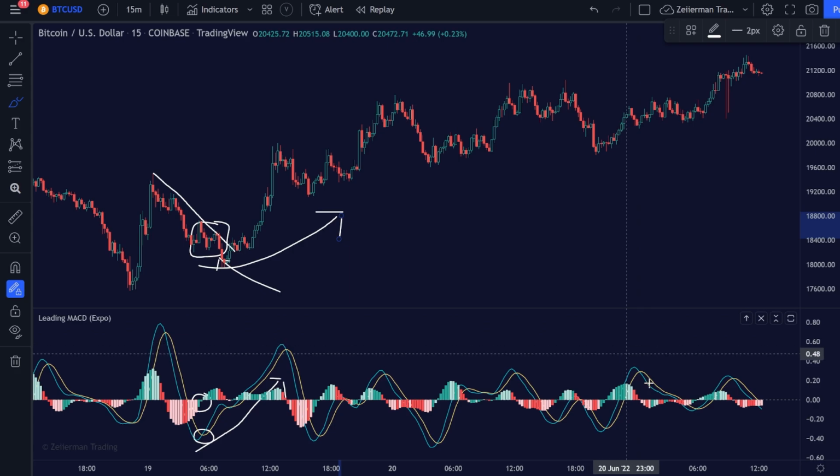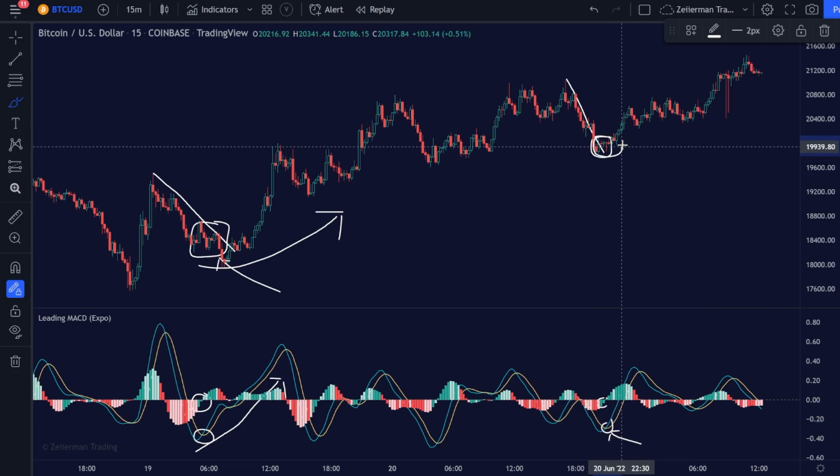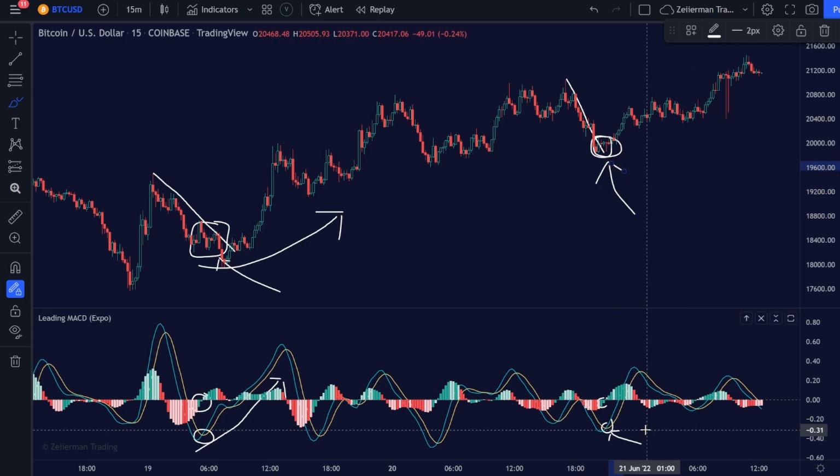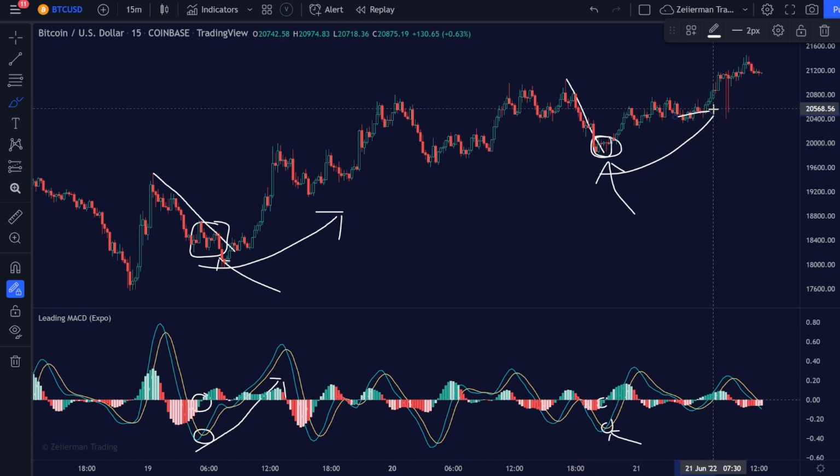We take another example. We can see that the market is going down, right? And the predictive histogram is turning green. We are at this point, this area. And we get the MACD cross. Boom. And we are in this area, right? So we have plenty of time to start looking for a long entry in this area based on the insights from the leading MACD, right? And boom, up it goes.